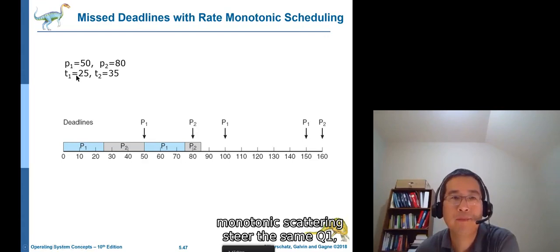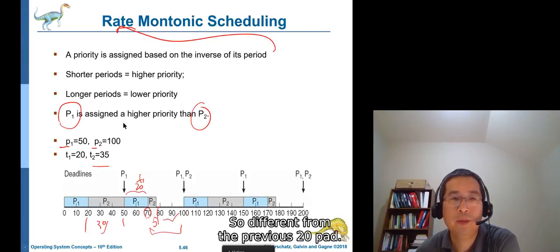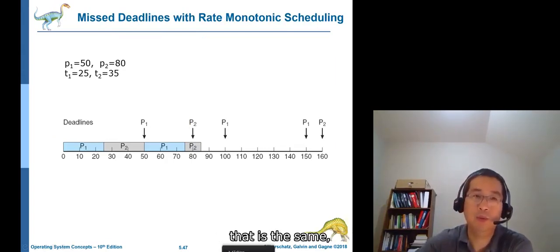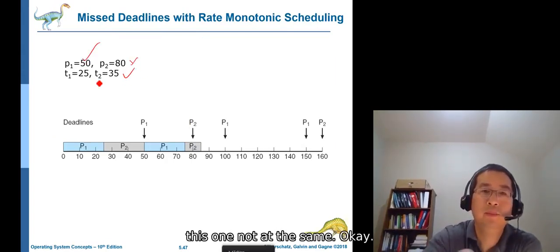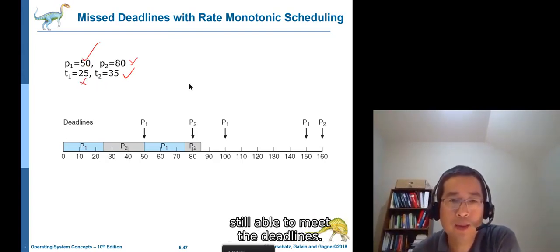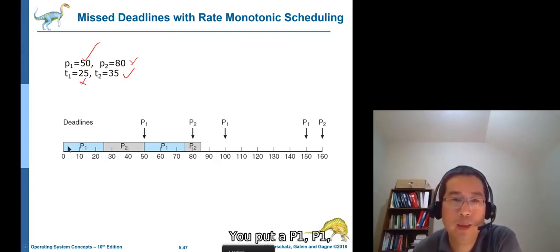Still the same P1, but we don't have the same P2. So the P2 period is reduced to 80, and the T1 is 25, different from the previous 20, because this is possible. And the T2 is still 37. So these two didn't change, but we changed the P2 and the T1. Okay, let's look at whether it is still able to meet deadlines.